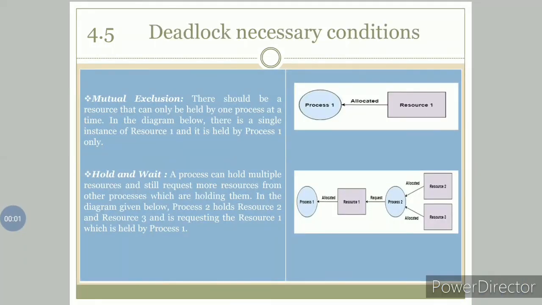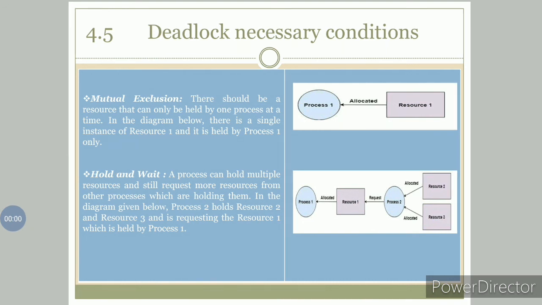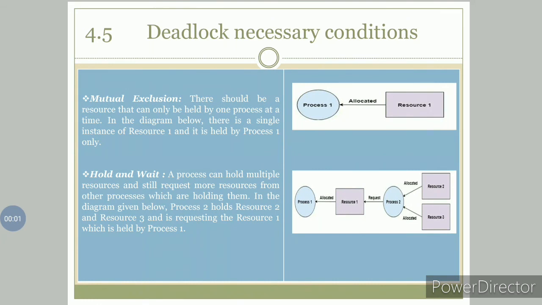Now next is deadlock necessary conditions. Previously we have seen the concept of deadlock, so now we are focusing on the reasons why deadlock occurs. If two persons have any conflict, it's necessary to understand the reason for the conflict in order to get the solution, right? So let us see the conditions where deadlock occurs. The first one is mutual exclusion. There should be a resource that can only be held by one process at a time.